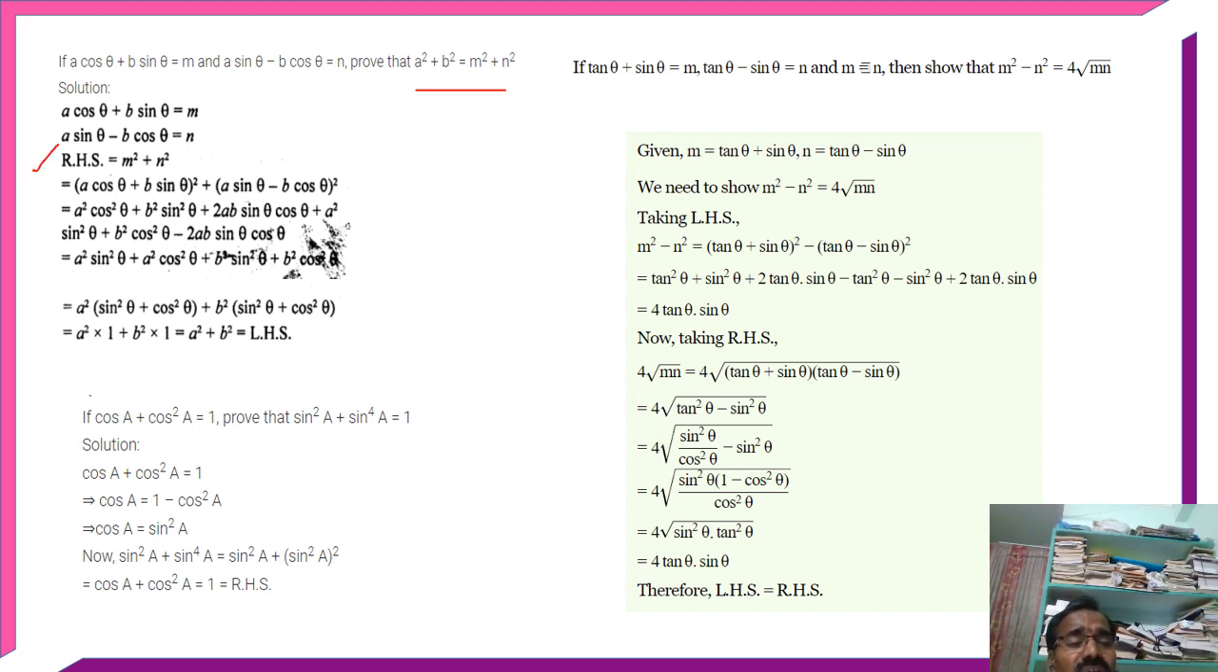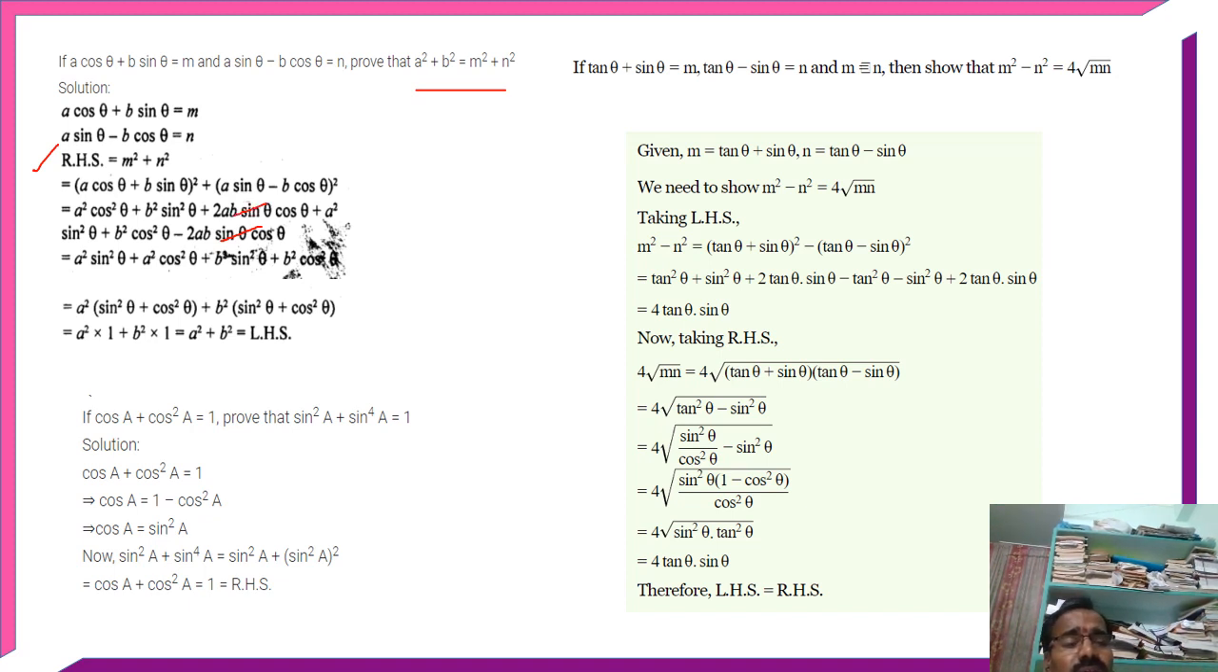M square plus N square equals, in the form of a plus b whole square, (A cos theta plus B sin theta) whole square plus (A sin theta minus B cos theta) whole square. A square cos square theta plus B square sin square theta plus 2AB sin theta cos theta. Then A minus B whole square means A square plus B square minus 2AB, so in the same way, A square sin square theta plus B square cos square theta minus 2AB sin theta cos theta. These two terms are the same with different signs, so they cancel.